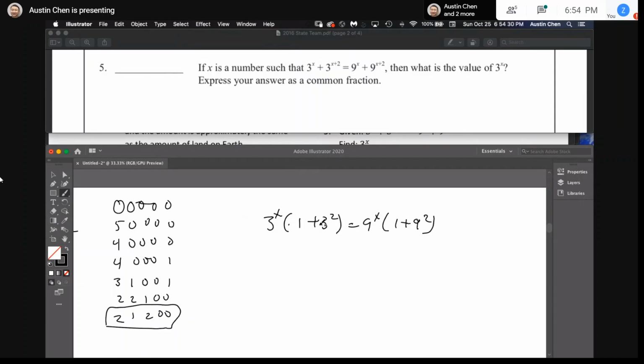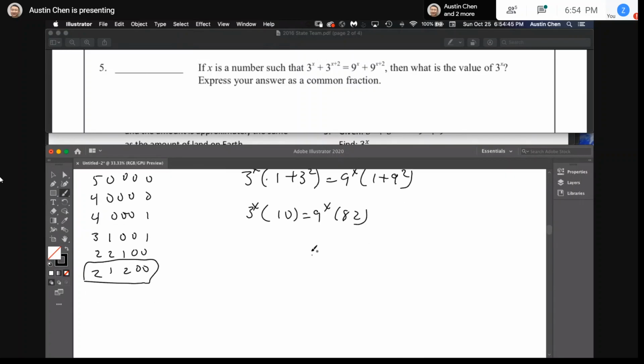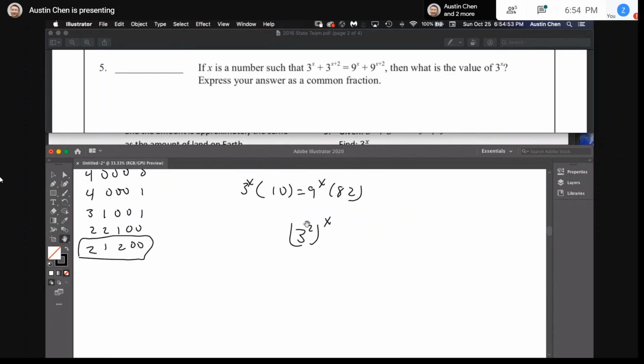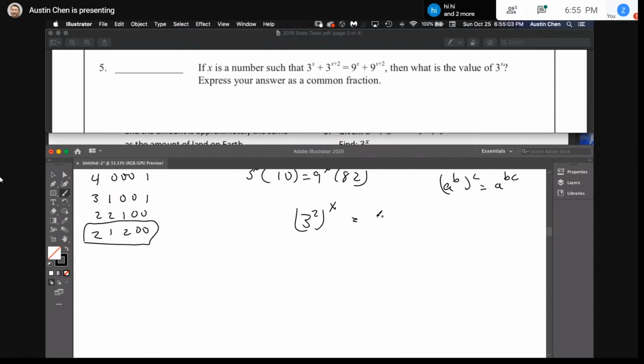And then we can just go ahead and get these constants, right? So we have 3 to the x times 10, and it equals 9 to the x times 82. Okay. And then 9 to the x, what we can do with it is we can say it's 3 squared to the x, right? Now, if you have a to the b to the c, this equals a to the b times c. So this will equal 3 to the 2x.